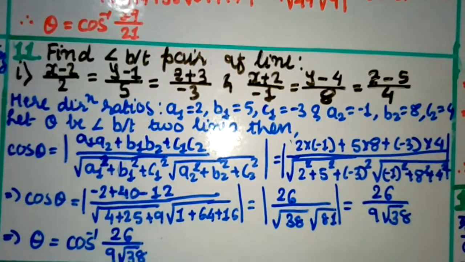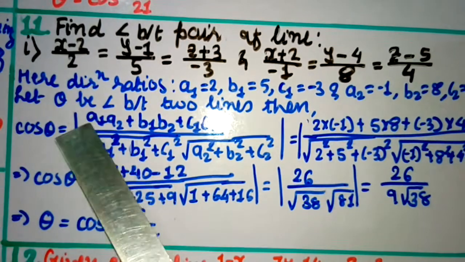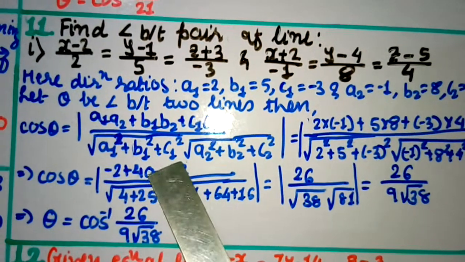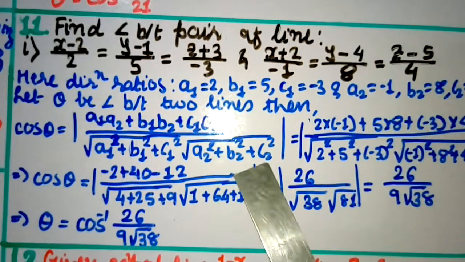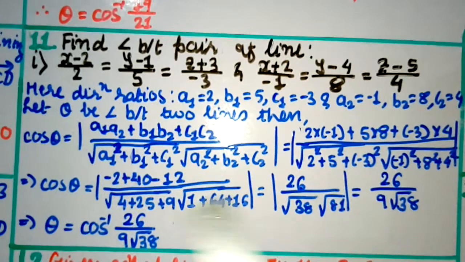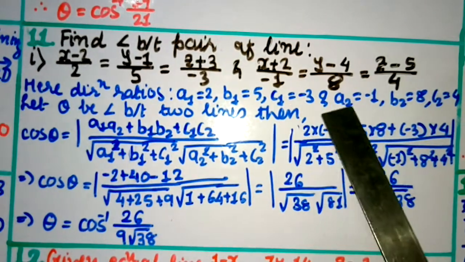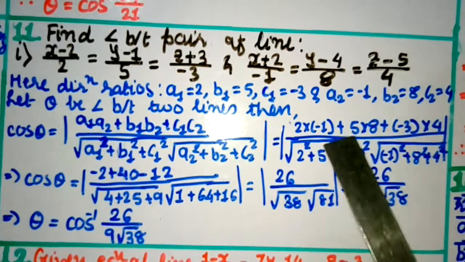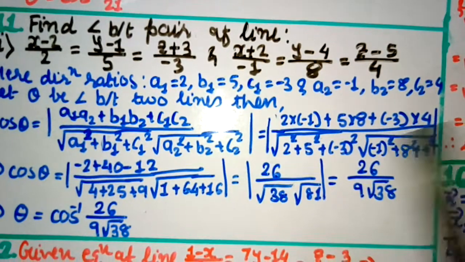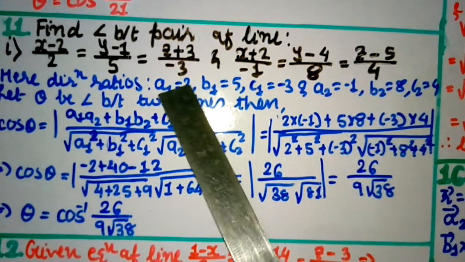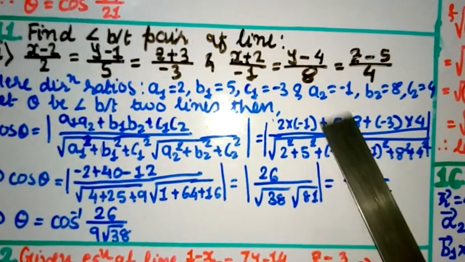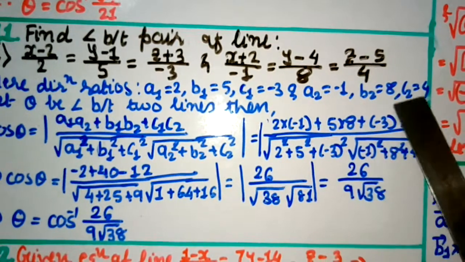Then the formula is given as cos theta equals modulus of A1 A2 plus B1 B2 plus C1 C2, divided by under the square root A1 square plus B1 square plus C1 square, into under the square root A2 square plus B2 square plus C2 square. I have given you this formula. Now we know all the values, so let us place them: modulus of 2 into minus 1 plus 5 into 8 plus minus 3 into 4, divided by square root of 2 square plus 5 square plus minus 3 square, into square root of minus 1 square plus 8 square plus 4 square.